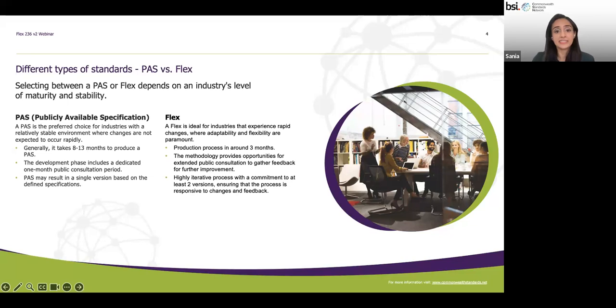The Flex, on the other hand, is for industries that are experiencing rapid changes, and therefore adaptability and flexibility are key. The production is a lot shorter, so the turnaround time is about 3 months for the development. The methodology involves an extended period of public consultation to gather feedback from a broad range of stakeholders to help improve the guidance of the document, and it's also highly iterative. So there's generally a minimum of 2 versions, and this can be increased to a third if it felt that that would benefit, which is the case with this current Flex.